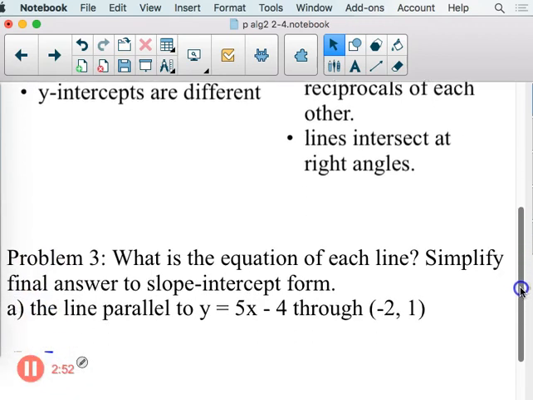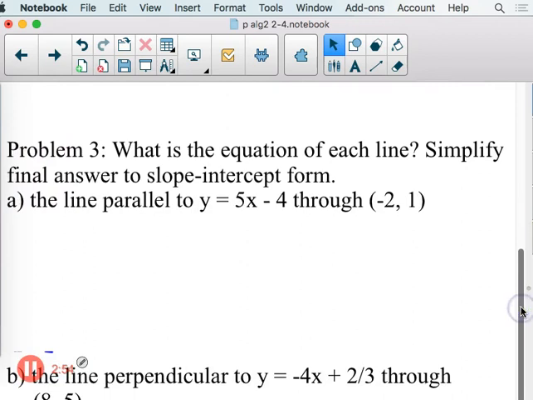Now, this says, what is the equation of each line, and then simplify your final answers to slope-intercept form. We talked on Friday about how every line has exactly one slope-intercept form. And so in the back of the book, they don't want to put every equation for every line because there's an infinite amount of them. So what they'll usually do is tell us to put that answer in slope-intercept form.